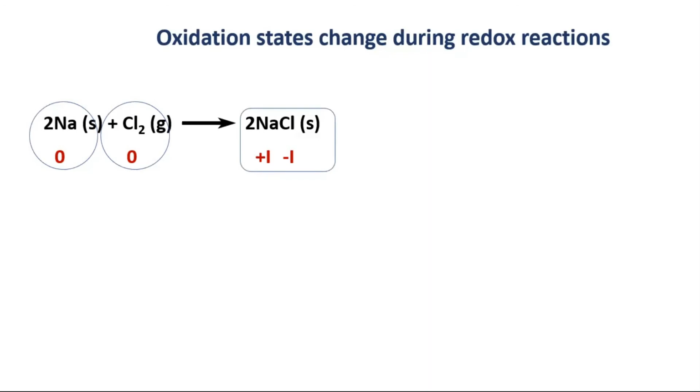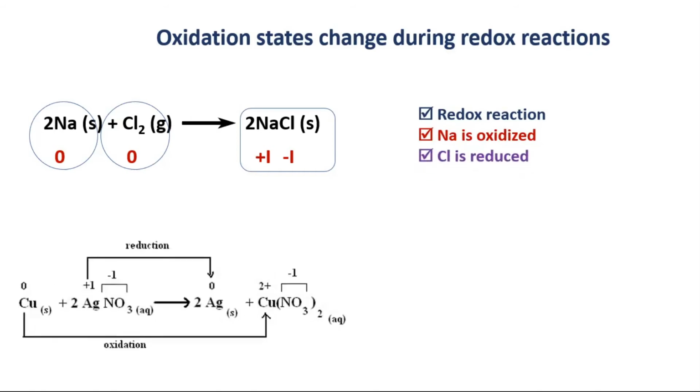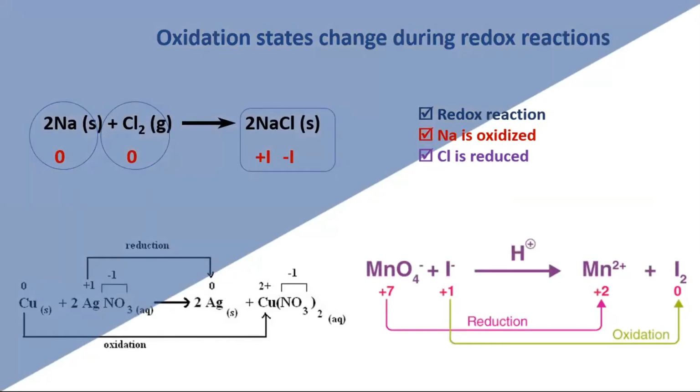We can conclude some points from here. The oxidation number of the elements changed, so this is a redox reaction. The oxidation number of sodium increased, so sodium is oxidized. And the oxidation number of chlorine decreased, so chlorine is reduced. See another reaction, of copper with silver nitrate. Even from an ionic equation, simply by deducing the change in oxidation state, we can identify a redox reaction and where the oxidation or reduction actually happened.